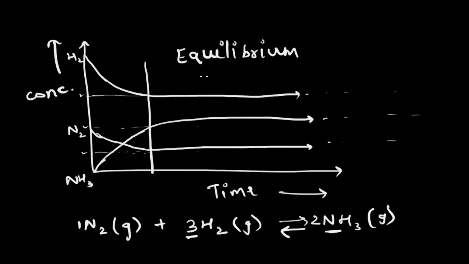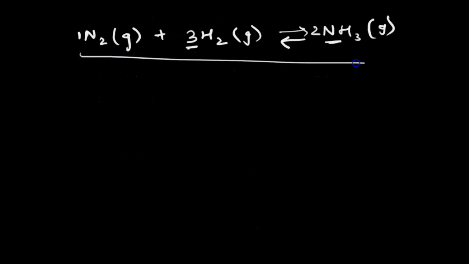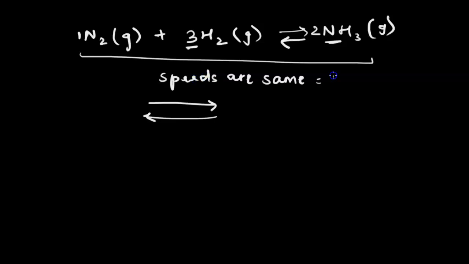Similarly, in a state of equilibrium, it seems that the reaction has stopped taking place because the concentrations become standstill or constant. But technically, equilibrium is not a condition when the reaction has stopped. The reaction is still taking place, but the forward reaction and the backward reaction speeds are the same. Therefore, we say equilibrium is dynamic.